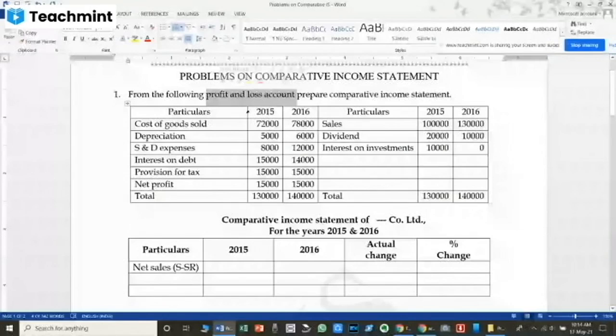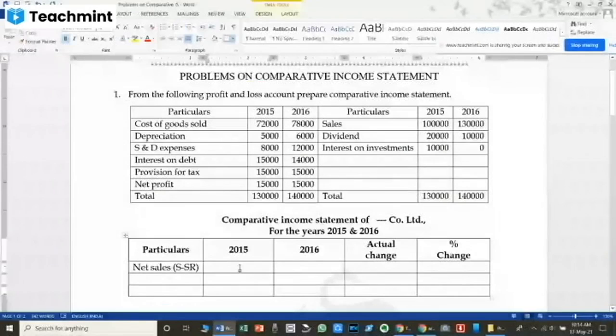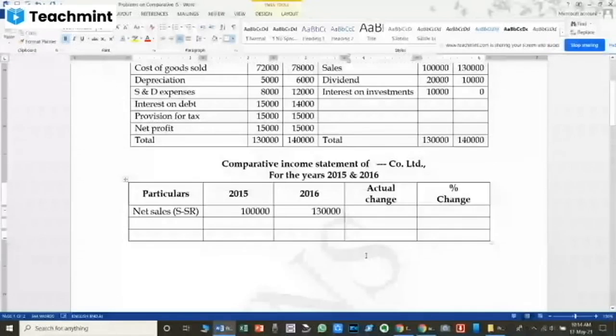So sales is there, sales returns is not there. Therefore, the given sales itself is the net sales. So net sales is 1 lakh and 1,30,000. Let me record the remaining two columns at the end.